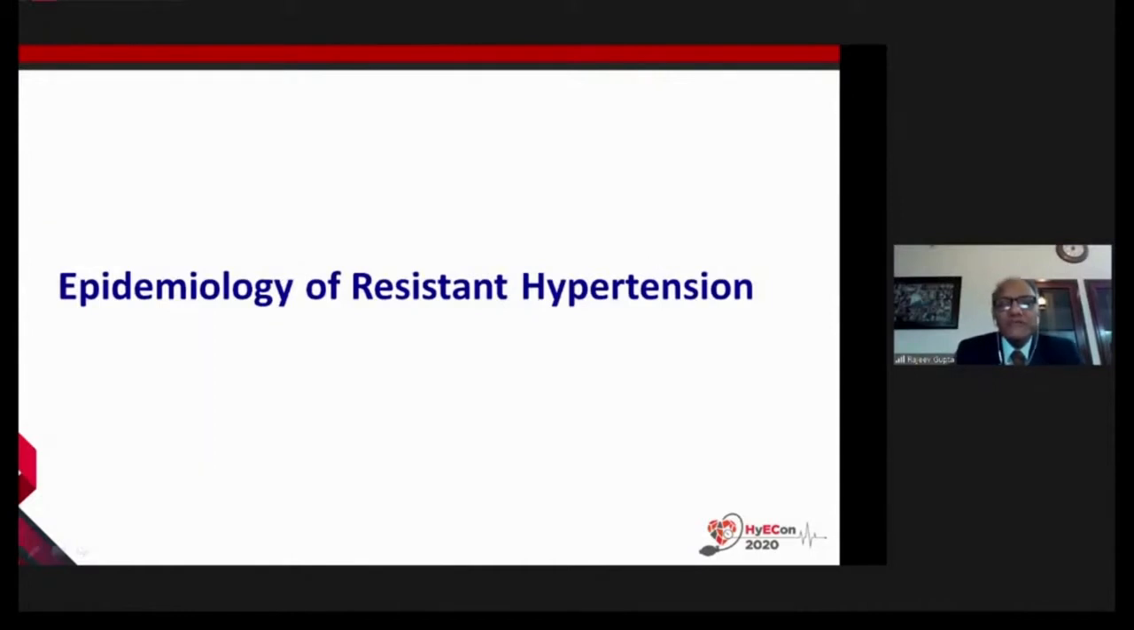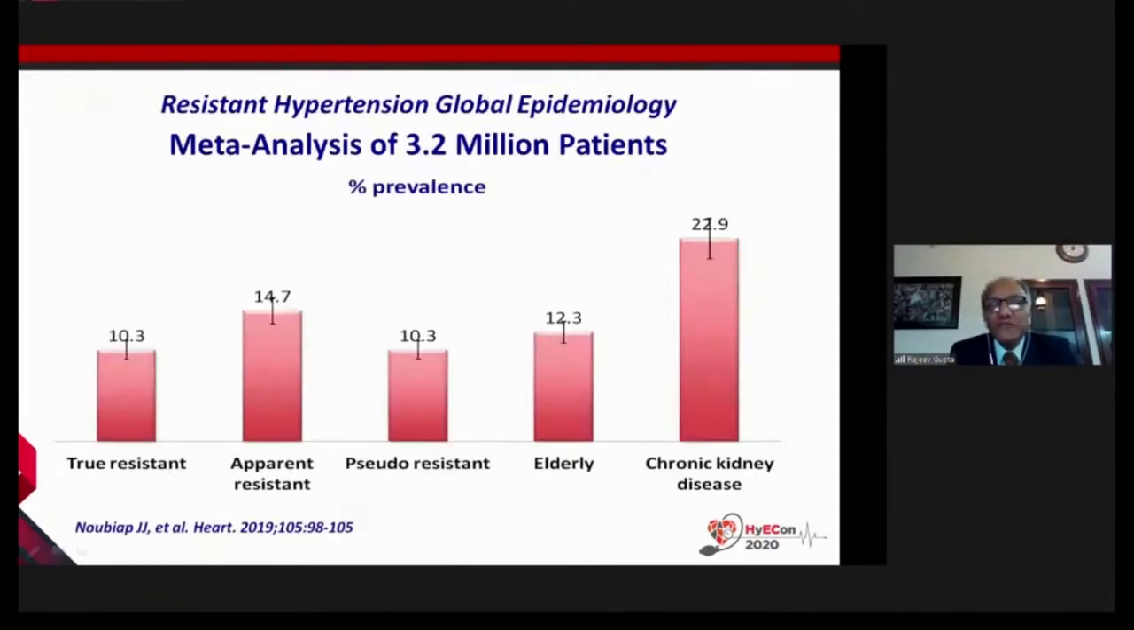So what's the epidemiology? Now, this is the data from more than 3.2 million patients of hypertension. It's a compilation of lots of studies over a period of almost 50 years. True resistant hypertension is about 10%. That means 1 in 10 patients of hypertension that we see in a clinic will have resistant hypertension. If we place it in perspective, every clinician sees about 10 to 20 patients a day of hypertension. So at least 1 or 2 patients per day are true resistant hypertension.